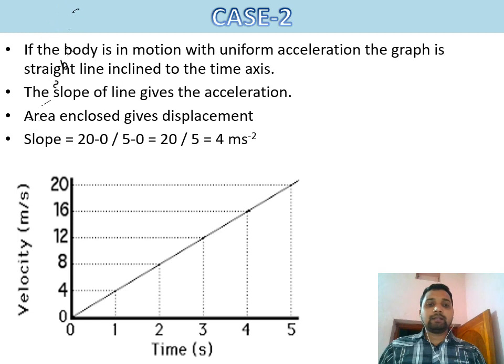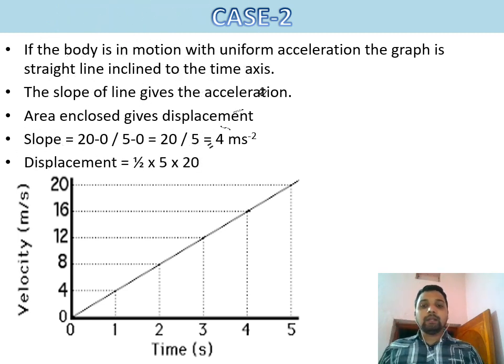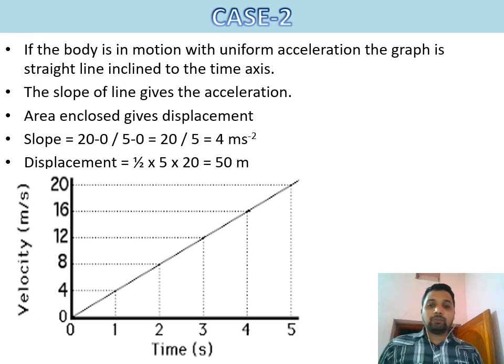And to find the displacement, we will take the help of a formula, because it is forming a triangular shape between the graph and the x-axis. So we use the formula half into b into h. So half into 5 minus 0 into 20 minus 0. So half into 5 into 20, 10 into 5, which is 50 meter.